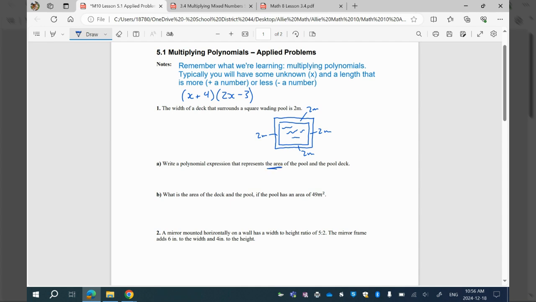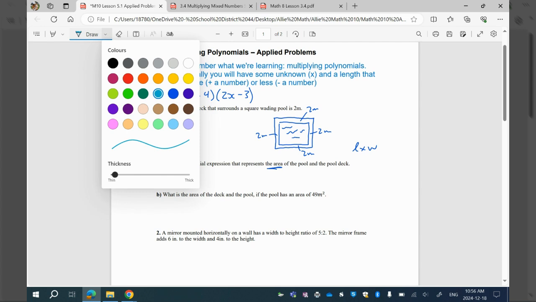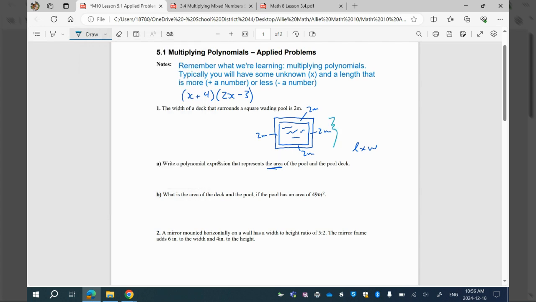Okay, so we want the area. Remember, this is length times width. So we're going to get this whole side times this whole side here. We remember we're after something that looks like this. So we have an unknown, the x. That's the wading pool. That's our question mark. We don't know how long that is. And we have a section right here that's 2 meters, and a section right here that's 2 meters.